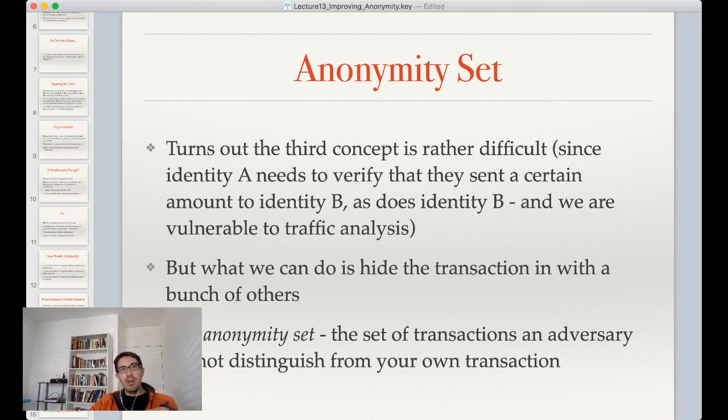So what we are doing here is increasing the size of what we call the anonymity set. So this is the set of transactions that an adversary can't distinguish from your actual transaction. And the larger this is, the harder it's going to be to track down.